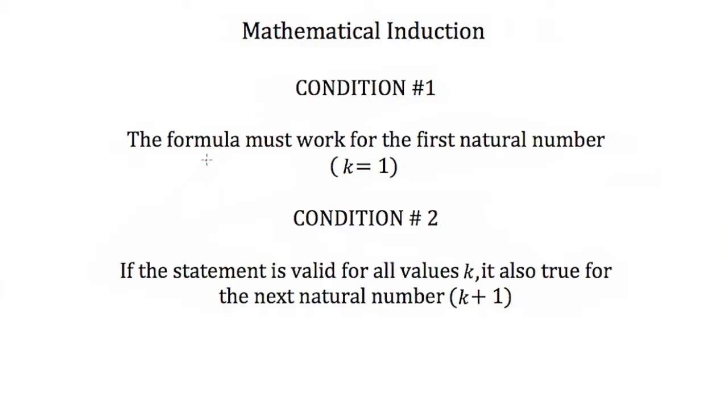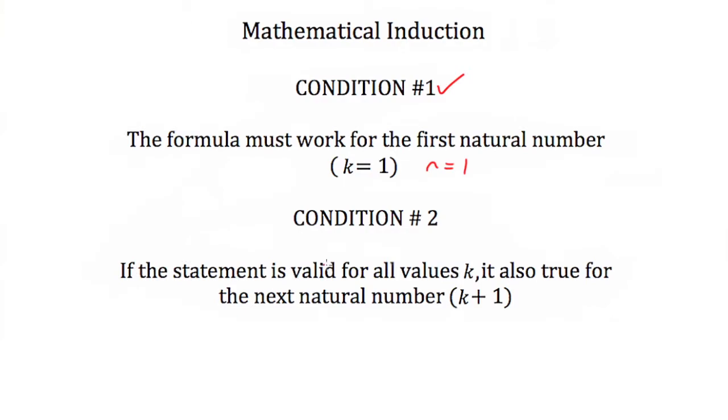When we use mathematical induction, our formula must fit two different conditions. The first condition we check is that the formula must work for the first natural number, when k is equal to 1, or you can think of when n is equal to 1. The formula must work for the first term in our sequence. If it works for the first term and condition 1 is met, we move on to condition 2, and we say that the statement is valid for all values of k.